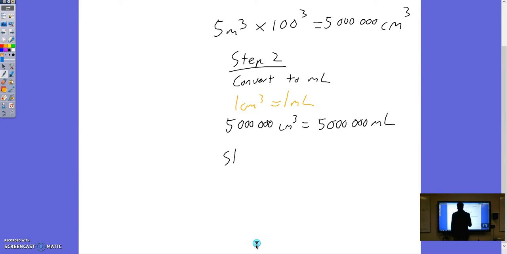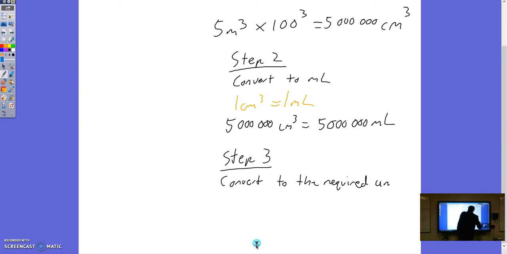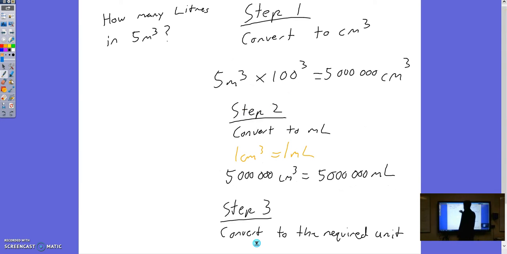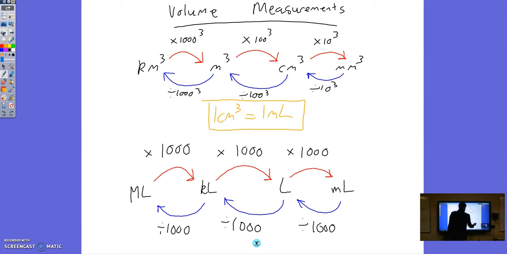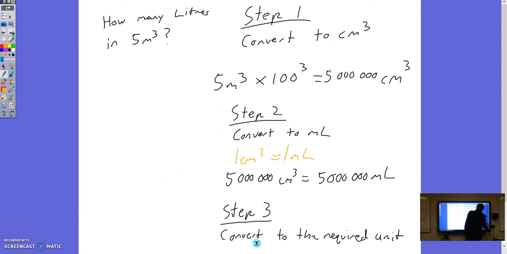Now, step 3, we're going to convert to the required unit. Now, in this case, the required unit is liters. They want us to convert to liters. So, when we're going from milliliters to liters, we're going to follow the blue line, and we're going to divide by 1,000.